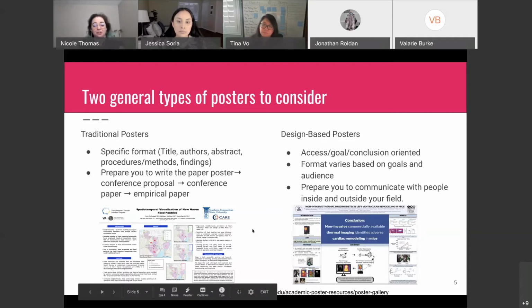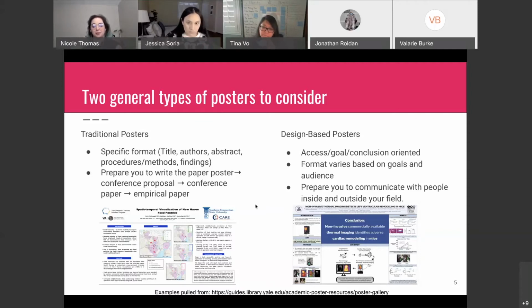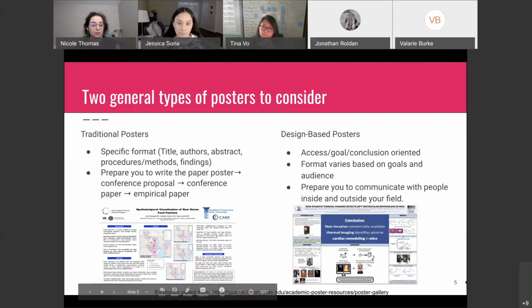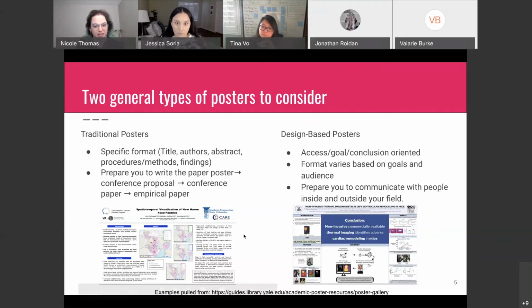Regardless, making posters prepares you to communicate with people inside and outside of your field. So maybe if you're communicating to community members, a design-based poster would be nice because you see a bunch of different colors, there's a lot of photos, it's really just centering your vision on the design of the poster. Versus on a traditional poster, you're really just translating more information. It's more for scientific conferences, research-based, in terms of that traditional sense of sharing information.